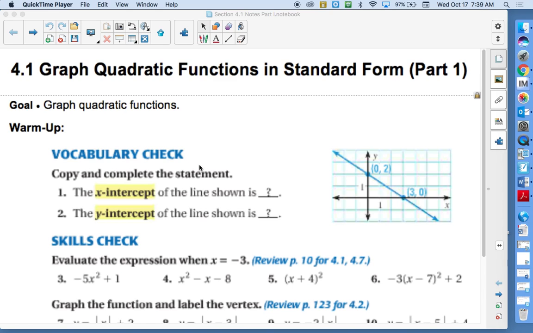Your tests from yesterday are graded. They're in Power School. I'll have some time to get them back to you tomorrow. But you can at least check the grade in Power School if you haven't done so already.